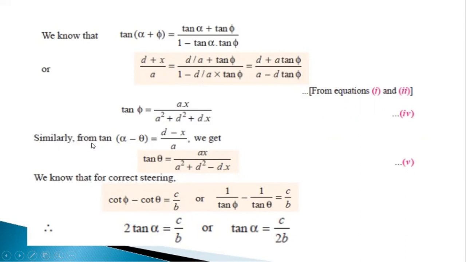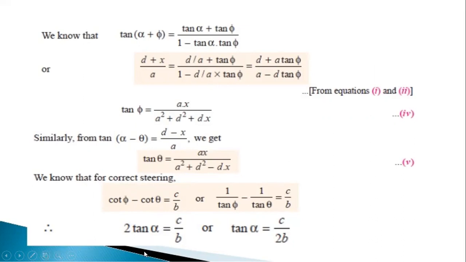Similarly, we can also take tan(alpha minus theta), that is (d minus x) by a. So we can get tan theta is equal to ax by (a square plus d square minus dx). That is the fifth similar equation. And by considering all of this, we know that for correct steering, we have to take it as C by B. So for the correct steering of the elements, we are going to take it as C by B.